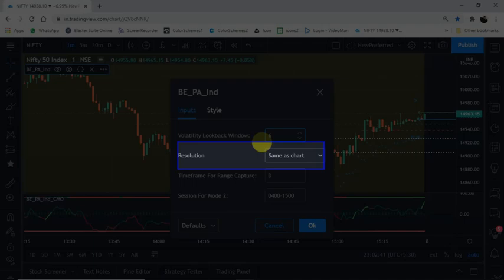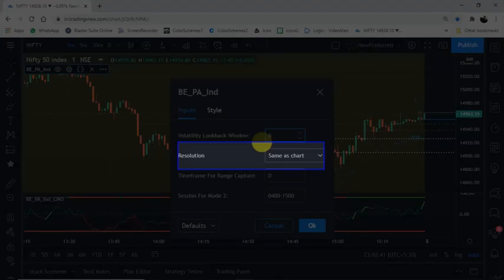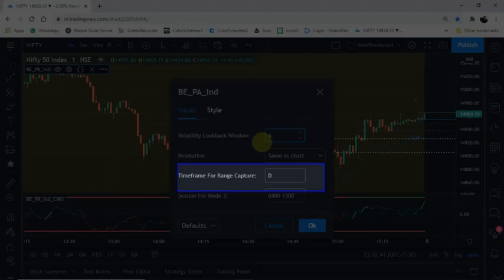Let's look at resolution settings. As a default, it is kept same as chart, which means all the calculations with respect to market sentiments and volatility are being done at the period you trade. You may change it to a higher time frame if you wish to see them performing on those higher time frames. Let's peep into the next option, time frame for the range capture. As a default, it is kept at the daily time frame, which means it calculates price movements of 14 days ATR and plots them on the chart.